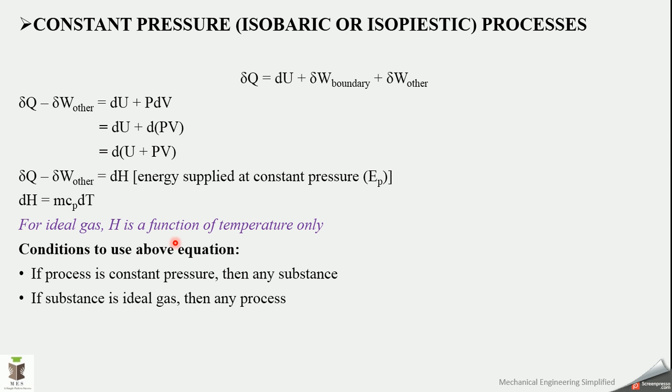And the conditions to use the above equation are the same. If the process is a constant pressure process, then for any substance involved we can use dH is equal to mCp dT. And if the substance involved is an ideal gas, then for any process we can use dH is equal to mCp dT.